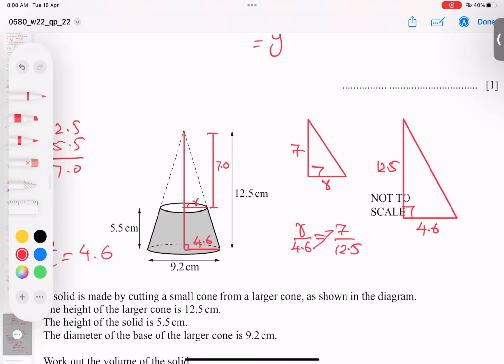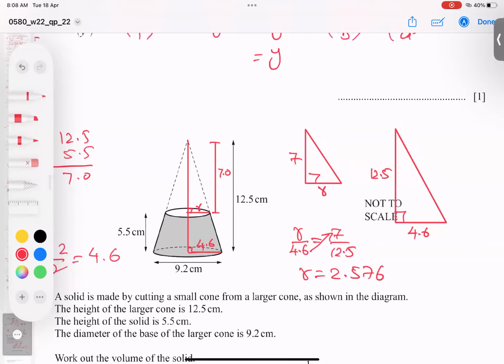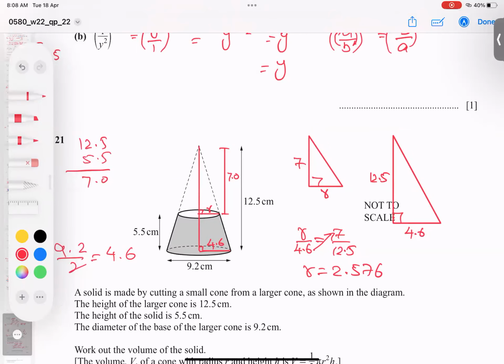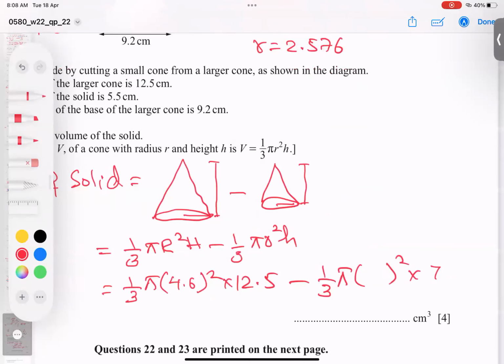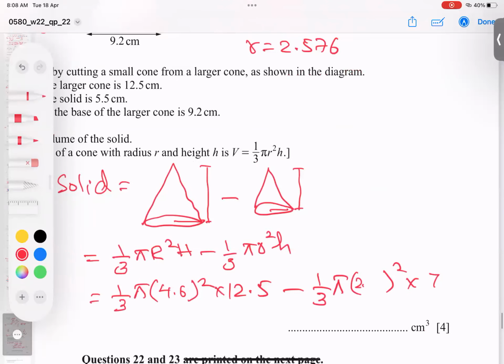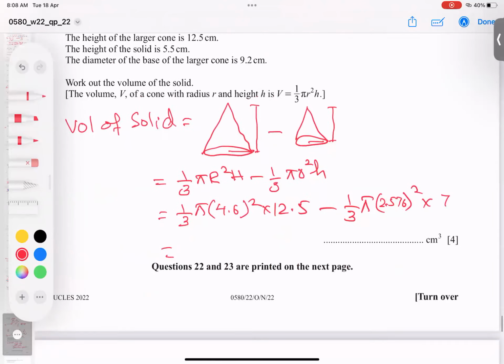So when this multiplies, students, r becomes 4.6 into 7 divided by 12.5. So Alhamdulillah, 2.576 is the radius. I hope this is very clear. Now I'm going to plug in 2.576. I hope you understood the whole story.